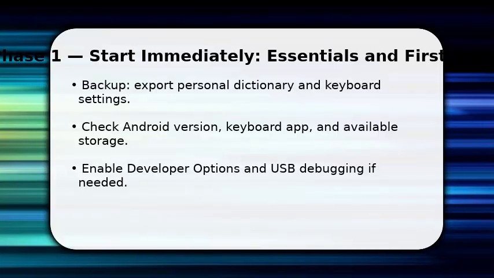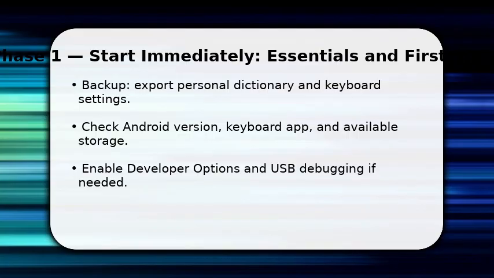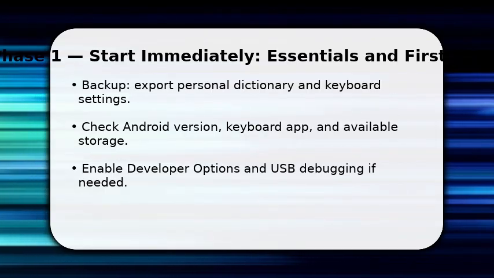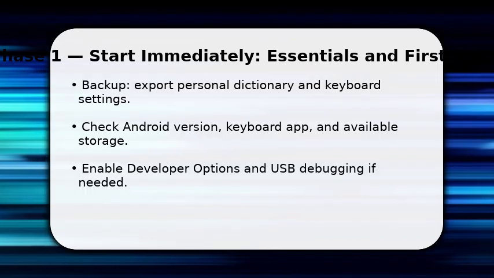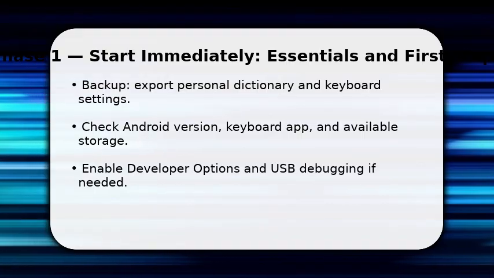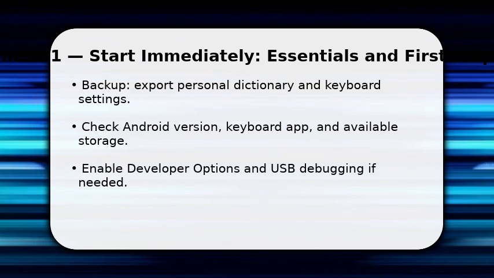You begin by securing your data and confirming the environment. Export or sync the personal dictionary now, because once you clear caches, you can lose entries. Check Android version and the keyboard app name to target fixes accurately, and make sure storage is above 200 MB so installs succeed. Once done, enable developer options and USB debugging if you plan to use ADB for deeper fixes. This lets you inspect logs and reset databases safely without guessing.